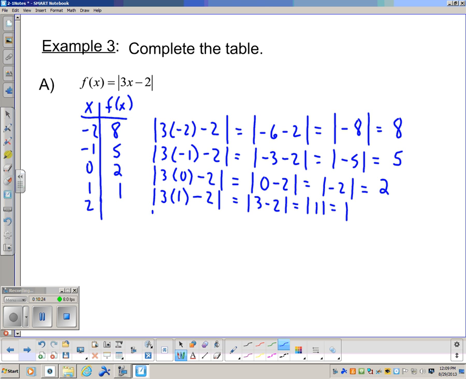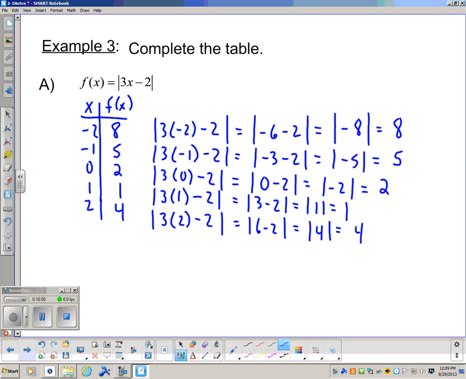So again, I could do another one of these. I could go 3 times 2 minus 2. So inside here I get 6 minus 2, and I get the absolute value of 4, and the absolute value of 4 has a distance of 4 from 0 on the number line, so my end result there is going to be 4. So doing that, we can also plug that into the calculator.